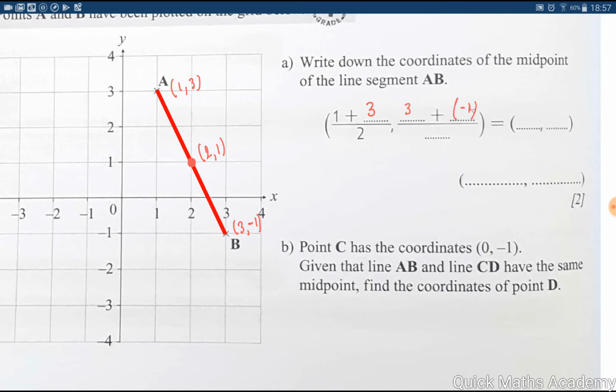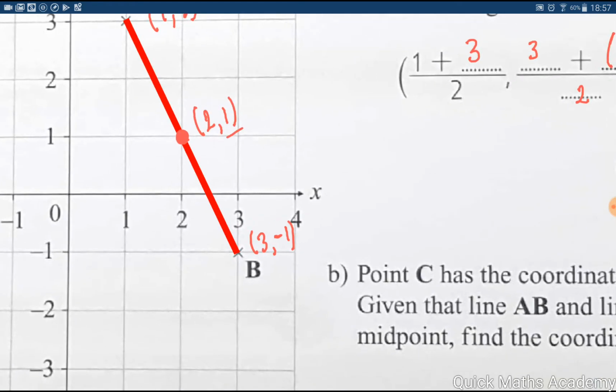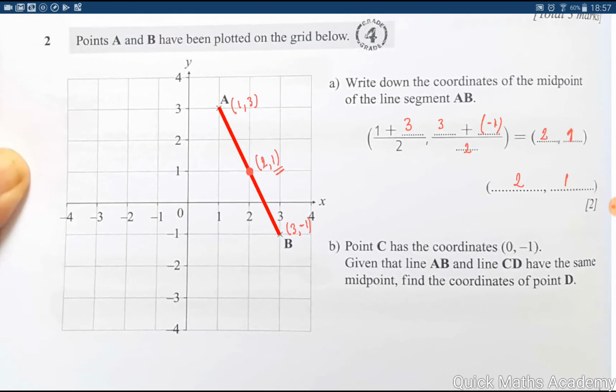If we do the math, 3 plus 1 is 4, 4 divided by 2 is 2, and 3 minus 1 is 2, 2 divided by 2 is 1. So that's my midpoint, 2, 1. As you can see, it is the same point that I have here, 2, 1. Because as I said, it's pretty obvious in this case. Sometimes it's not that obvious, but we always work it out.